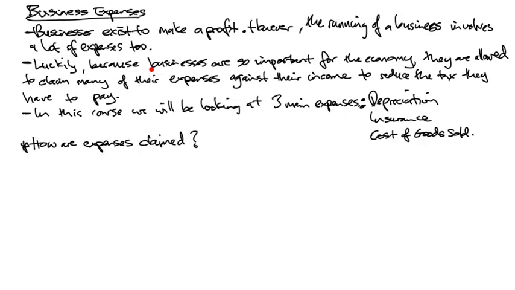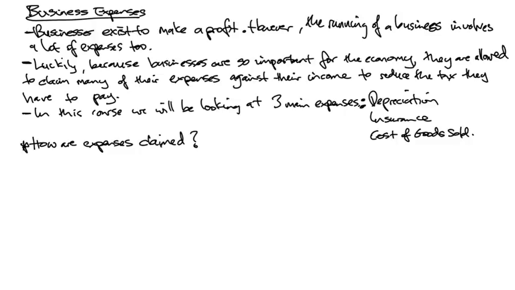But luckily for them, because businesses are hard to run and so important for the economy, they're allowed to claim many of their expenses against their income, and this lets them reduce the tax they have to pay. So in this course we'll be looking at three of the main expenses: depreciation, insurance, and cost of goods sold. And I just wanted to show you how expenses are claimed and what I mean by that.